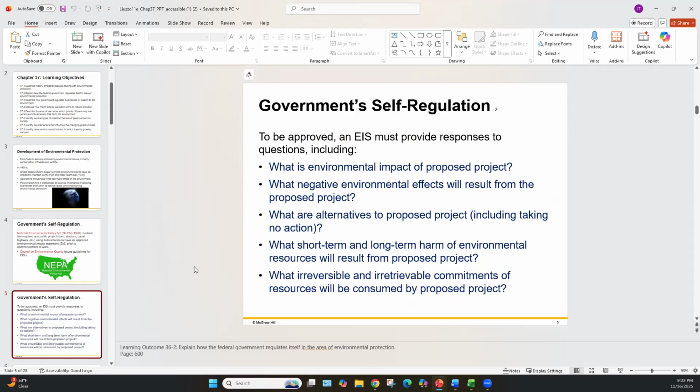So you can imagine a stadium being built in downtown Greenville, or a new interstate being built in Greenville County somewhere. The amount of engineers and scientists who have to work alongside these companies to create these EIS statements must be a lot of money and a lot of time.